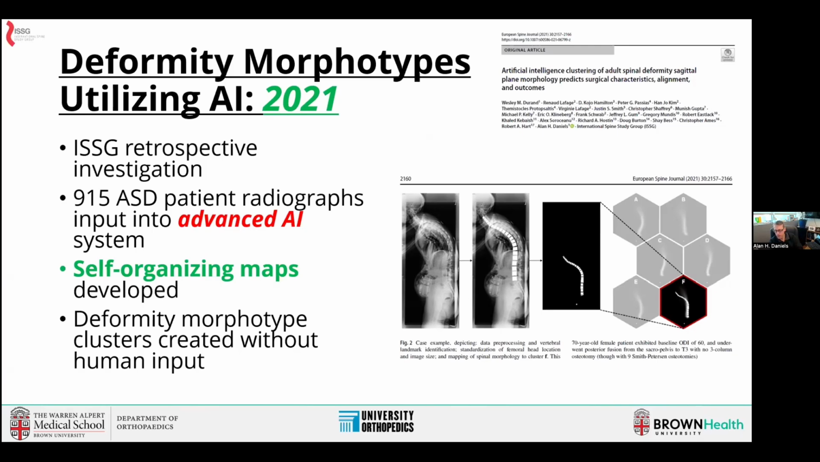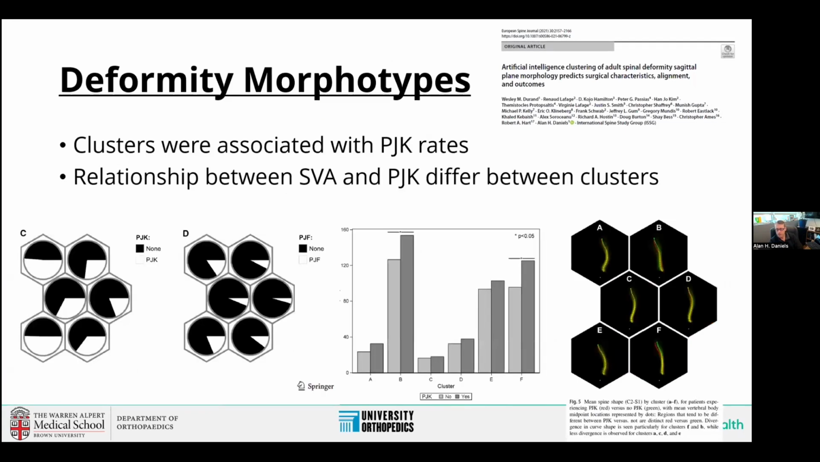This was a Brown University supercomputer they have. And we asked it to make self-organizing maps to try to organize the patients into groups that correlated with their clinical outcomes. And we asked it to create deformity morphotypes and clusters. We found that we could create clusters that were associated with rates of proximal junctional kyphosis. And we found that the relationship between the SVA and PJK differed between the clusters.